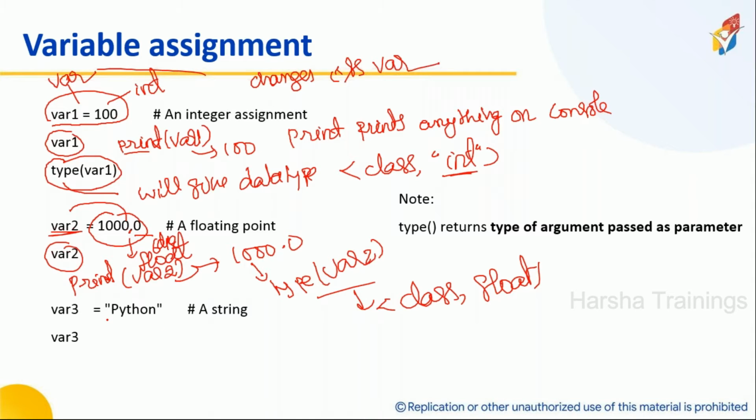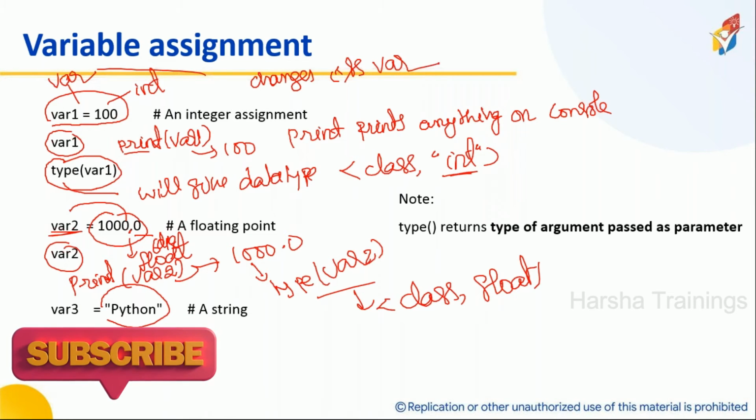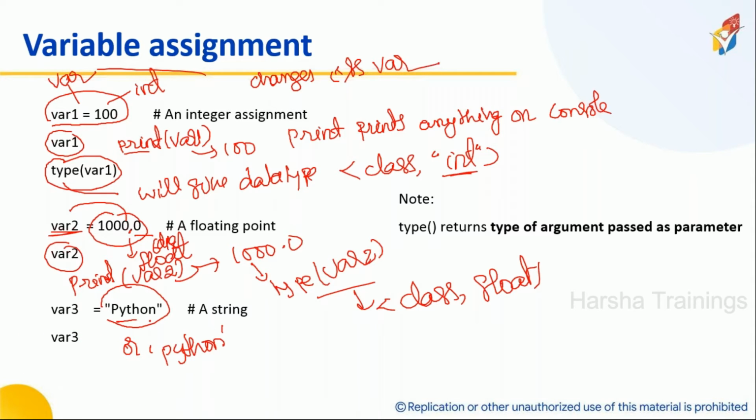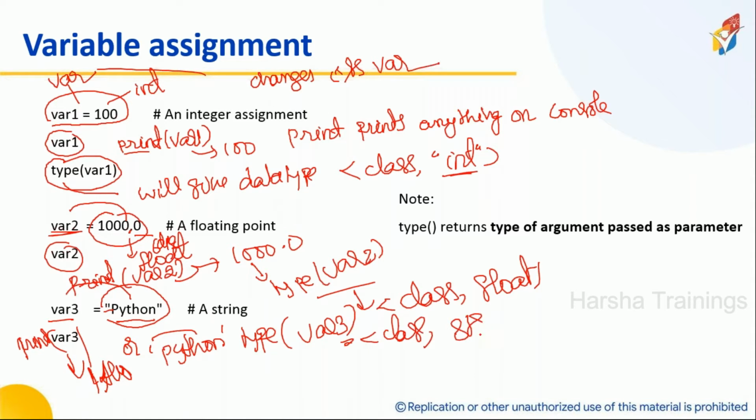Now, in the same way, anything within double quotes or single quotes, both are treated as the same in Python. I'm storing a string in variable 3. Now, if I want to print this value, print of variable 3, it is going to print Python for me. If I ask for type of variable 3, it is going to print class, comma, str. Shall I showcase these 3? Can you please respond?